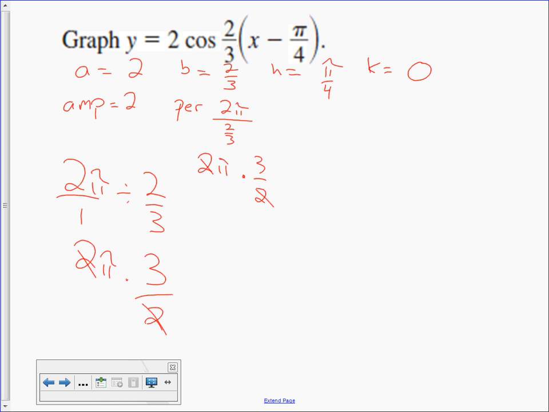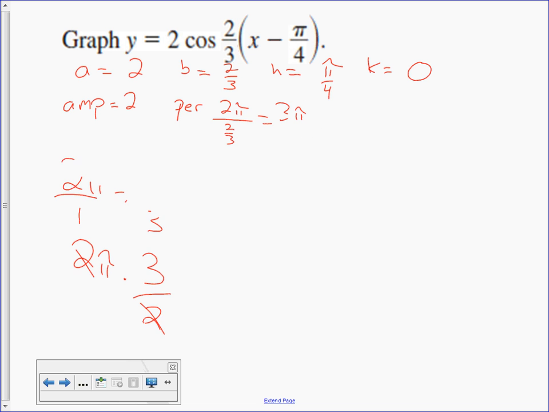When you are doing that in your calculator, type 2 divided by, parentheses, 2 divided by 3. Make sure you put it in parentheses, so you're just going to type it in your calculator and figure it out, okay? So I know my period is going to be 3 pi.